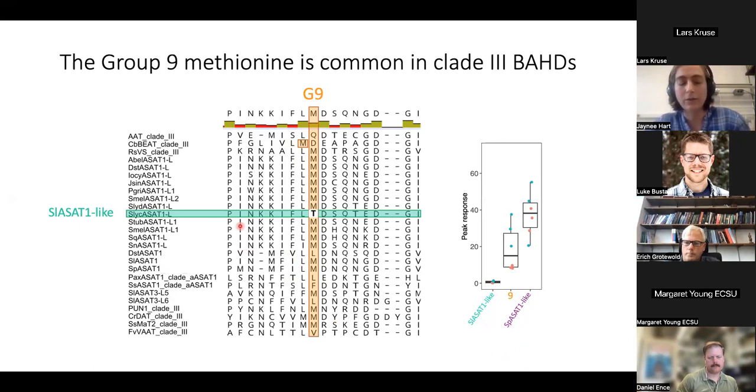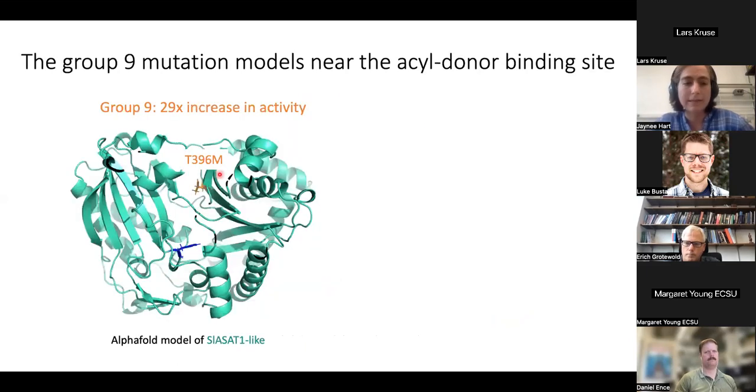So in ASAT1-like, the cultivated tomato enzyme with less activity, it is a threonine. But if you scan the clade 3 BAHDs listed here, and it's not just ASATs, it's really other ones too, what you see is that the most common residue there is actually a methionine. And where it's not a methionine, it's quite often another hydrophobic residue. So this threonine, I predicted, would be very disruptive to activity. And where this threonine/methionine residue models in the structure of ASAT1-like is right next to where the acyl-CoA donor would dock inside of the protein.